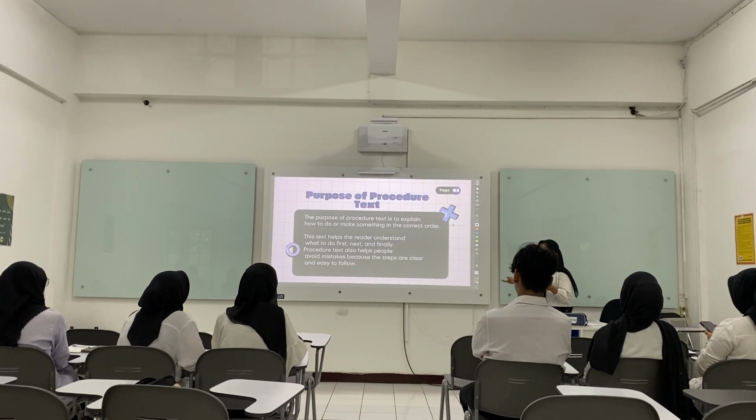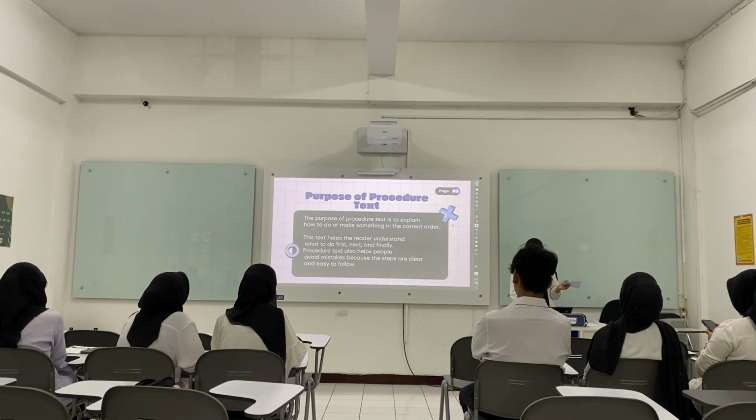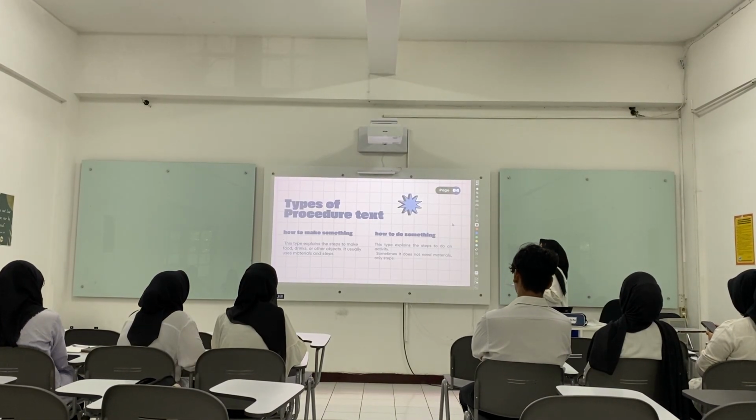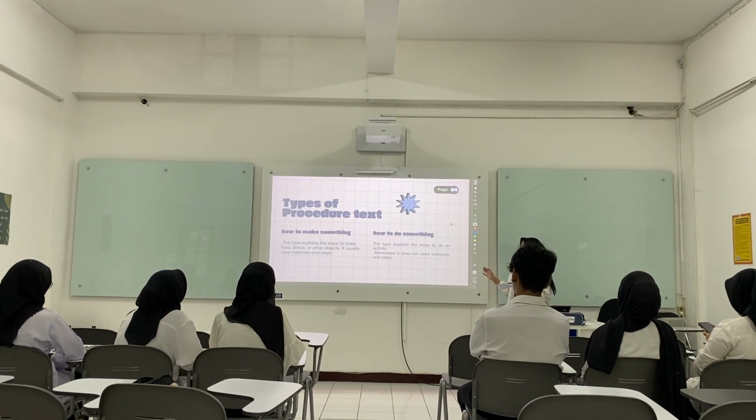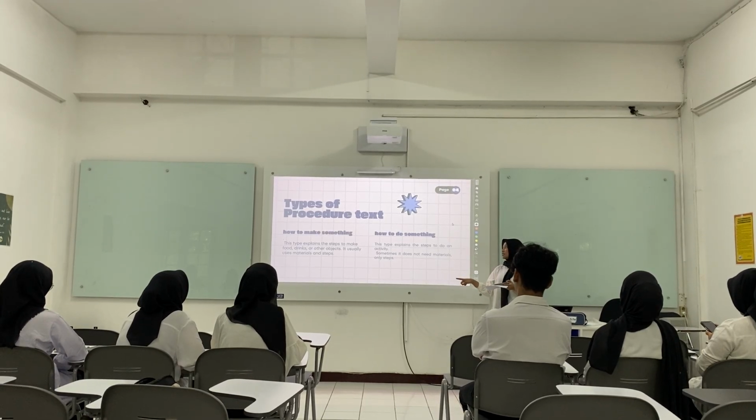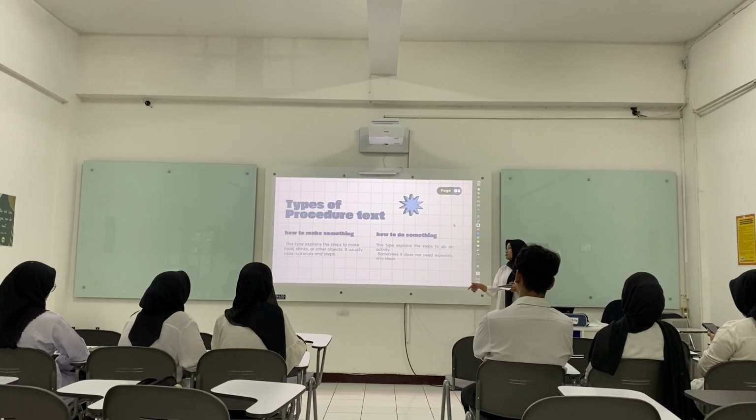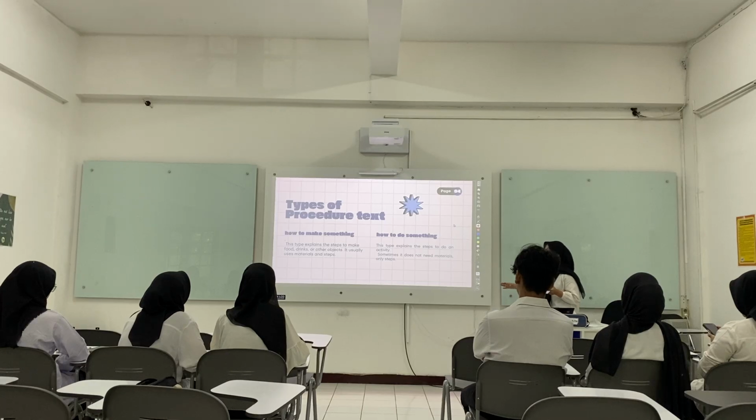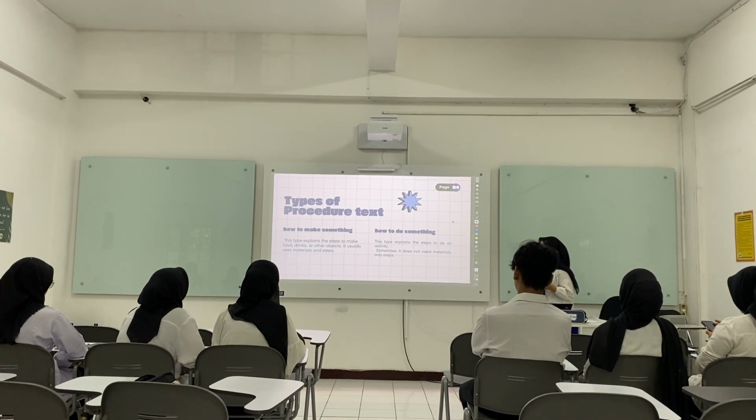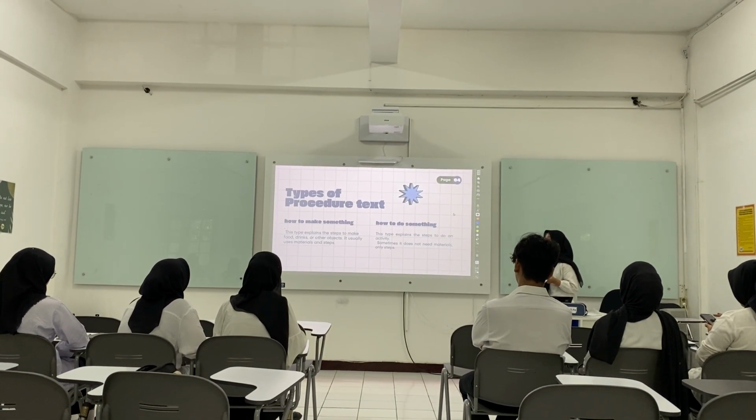The result also can be wrong. Here are the types of procedure text. First one is how to make something. This type explains the steps to make food, drinks, or other objects. It uses materials instead.